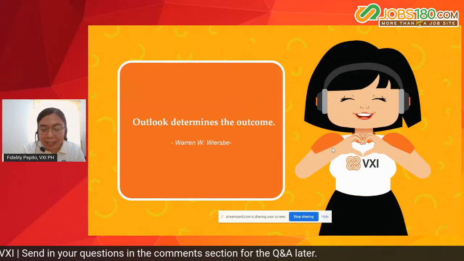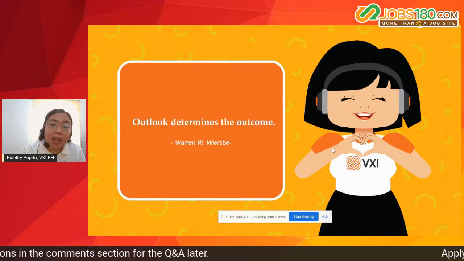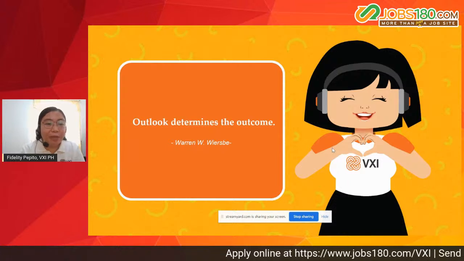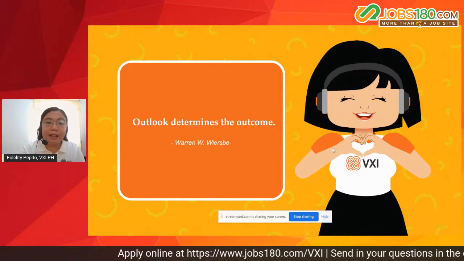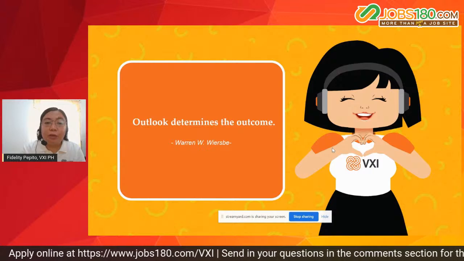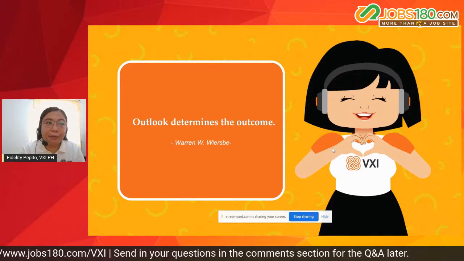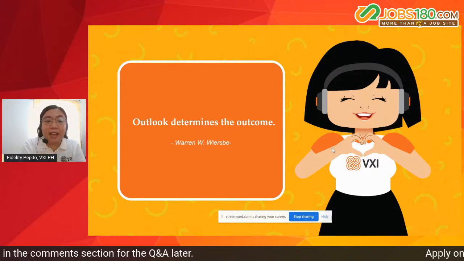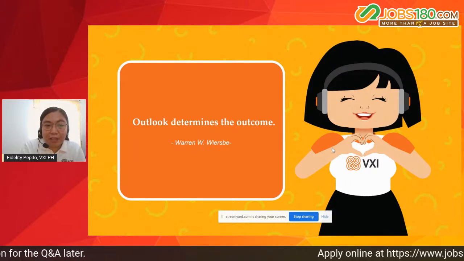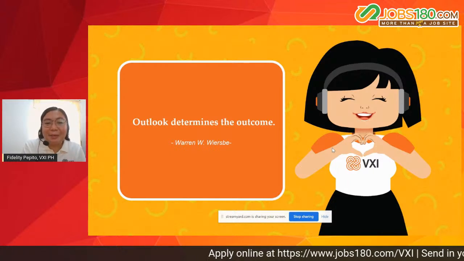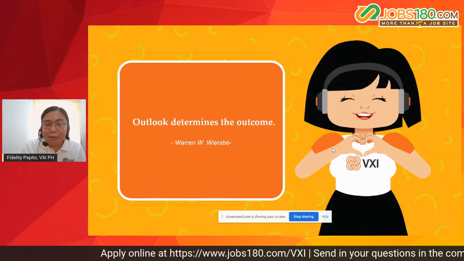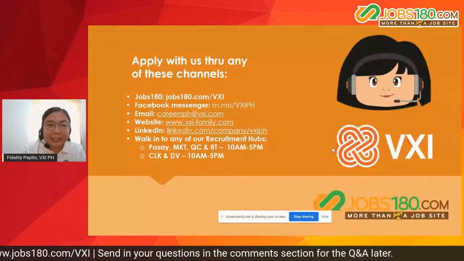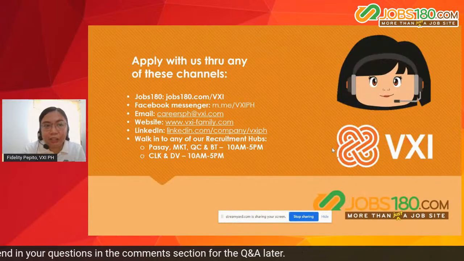So this is actually my last slide already. Outlook determines the outcome. It is really important that we believe in ourselves that we will be able to get to our end goal, so we have to stay focused on our objectives or the ways we can attain that outcome. We have to believe that outlook determines the outcome. So manifesting that can help in reaching that goal. This is what I'd like to share with everybody.